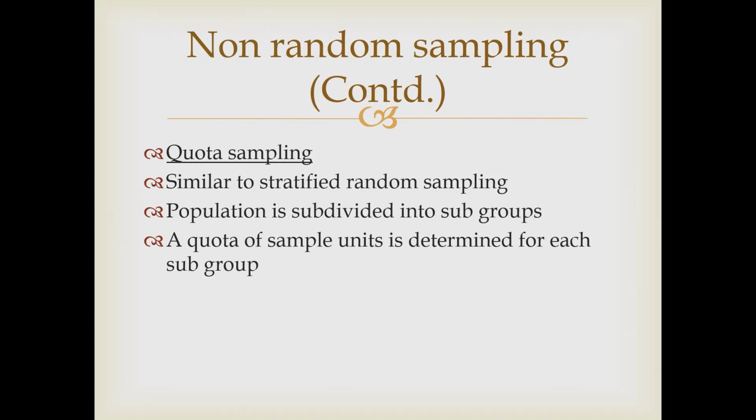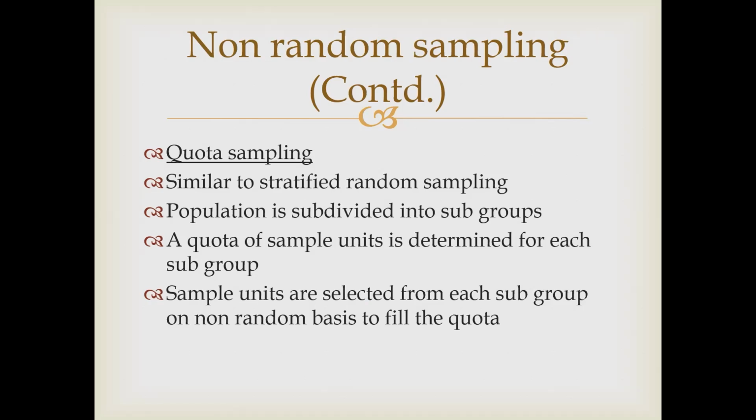A quota means a number, maybe 20, 30. A quota of sample units is determined for each subgroup, and sample units are selected from each subgroup on a non-random basis to fill the quota. You already fix the quota of units to be selected, and that quota will be selected on a non-random basis using either purposive sampling or convenience sampling. So this is quota sampling. It's not very commonly used. The commonly used are the first two: purposive sampling and convenience sampling.